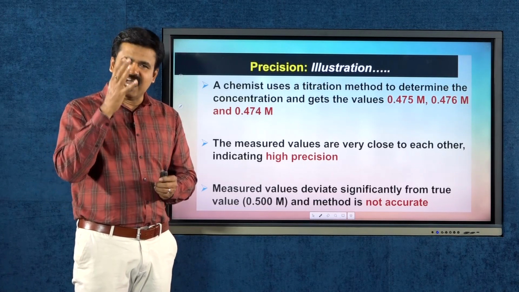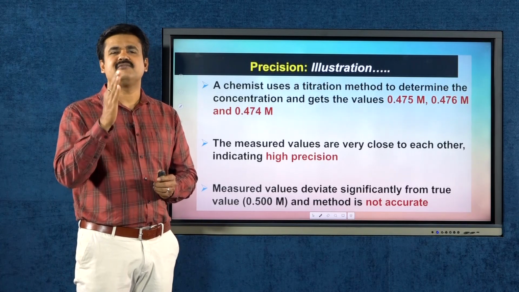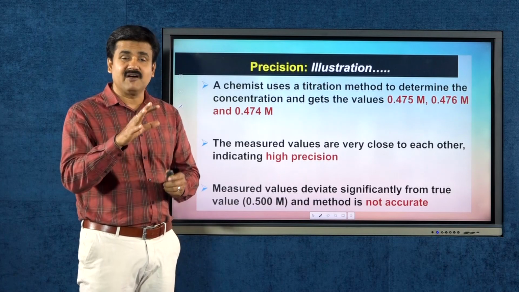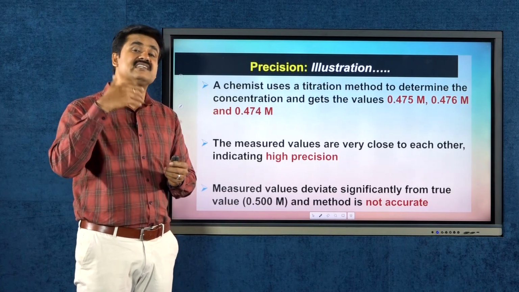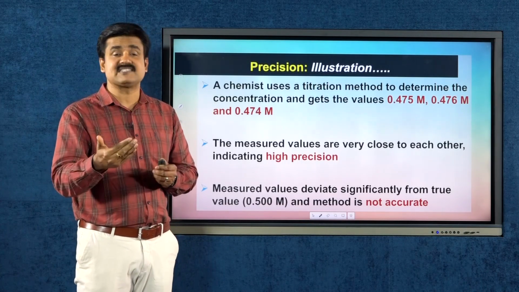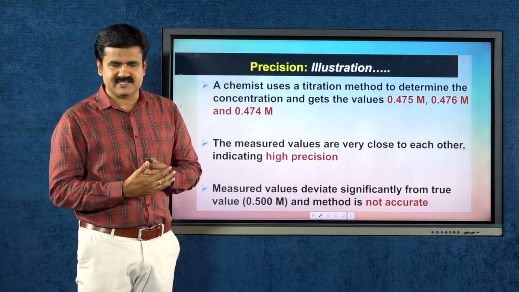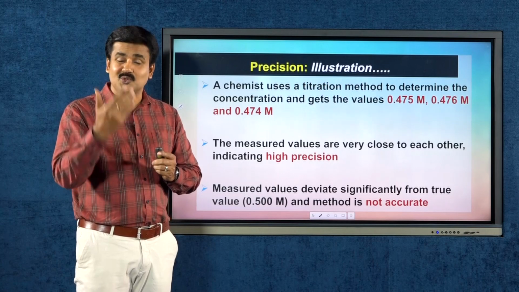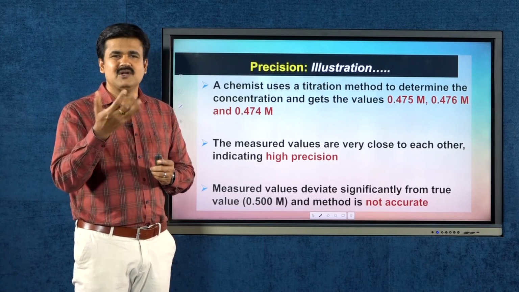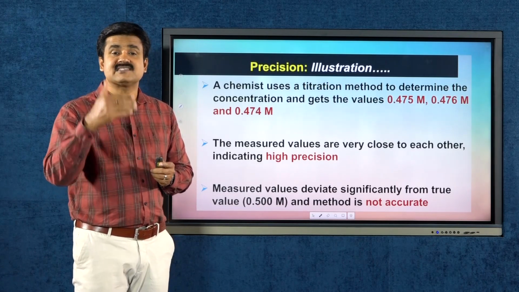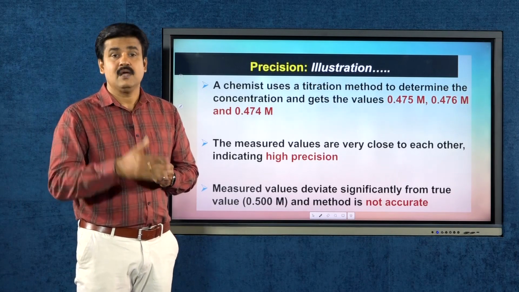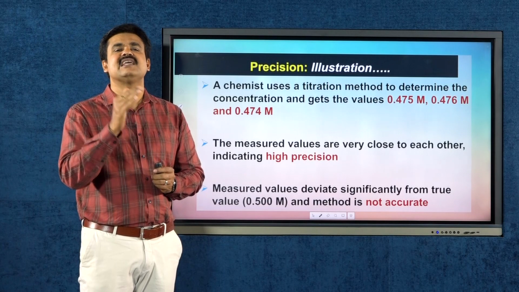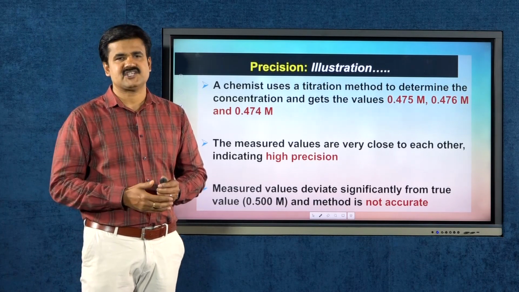So, the actual concentration is 0.500 molar. You got 3 values. The 3 values are very close to each other, and hence there is high precision in the set of observations, but these values are far away from the true concentration of 0.5. So, the method you adopted is not accurate, but you got a result which is highly precise. This is about the concept of precision.